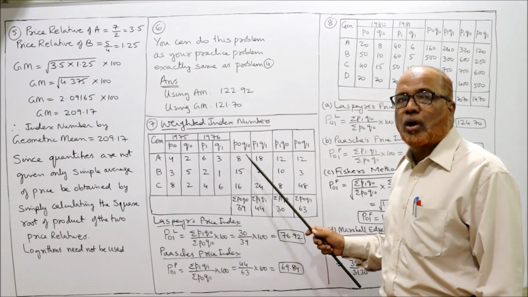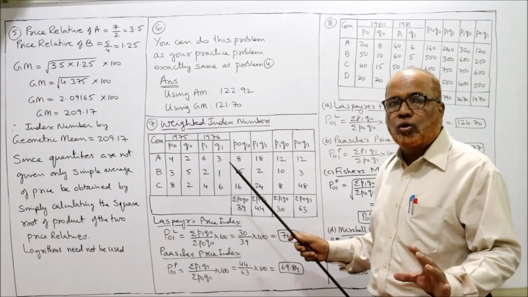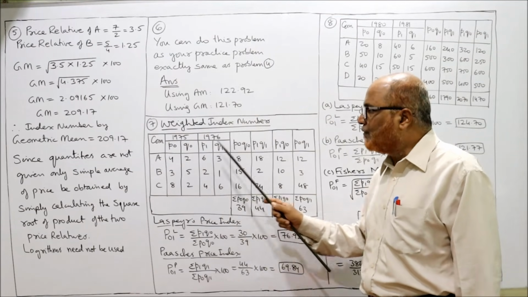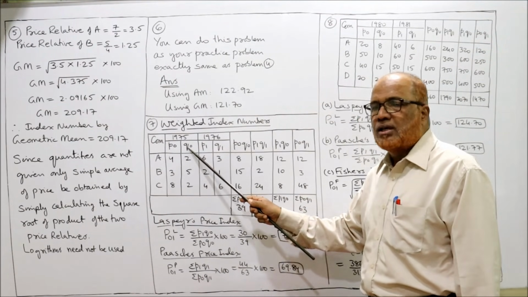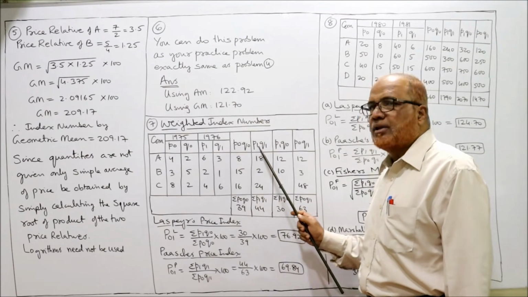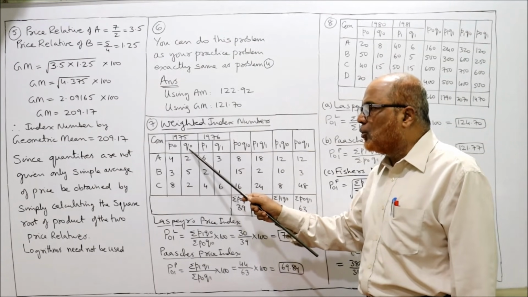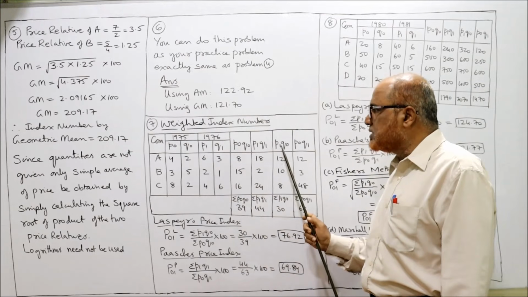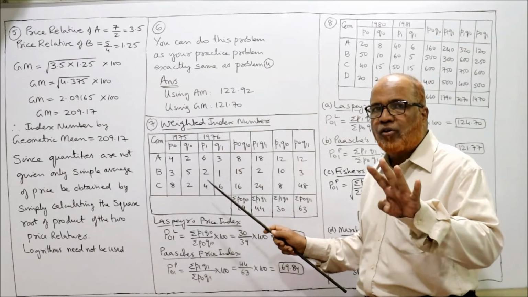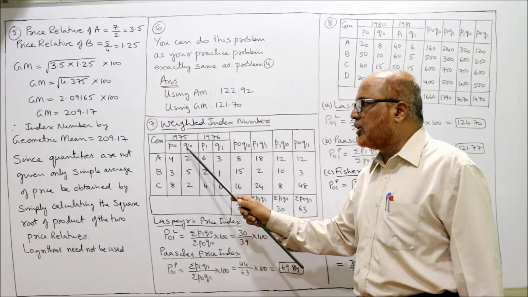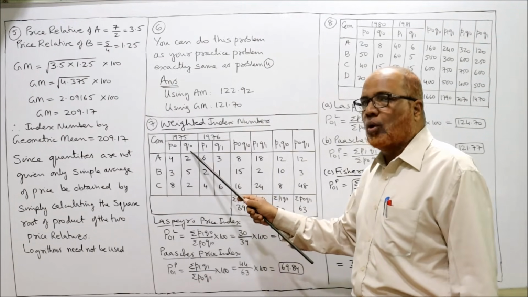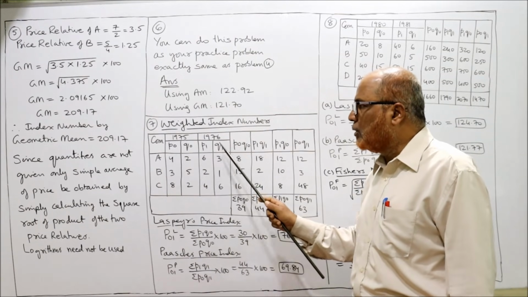Now we need 4 more columns. How to make 4 columns? See here carefully. First we are multiplying P0 into Q0. The first column is P0 Q0. Second column is P1 Q1. Third column is P1 Q0. Fourth column is P0 Q1. Again I repeat, 4 columns we require: the first column P0 Q0, second column P1 Q1, third column P1 Q0, and last column P0 Q1.